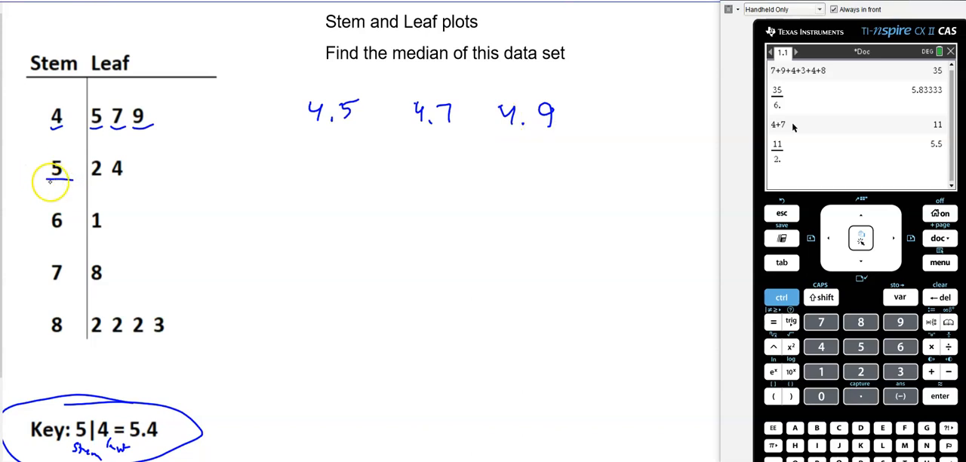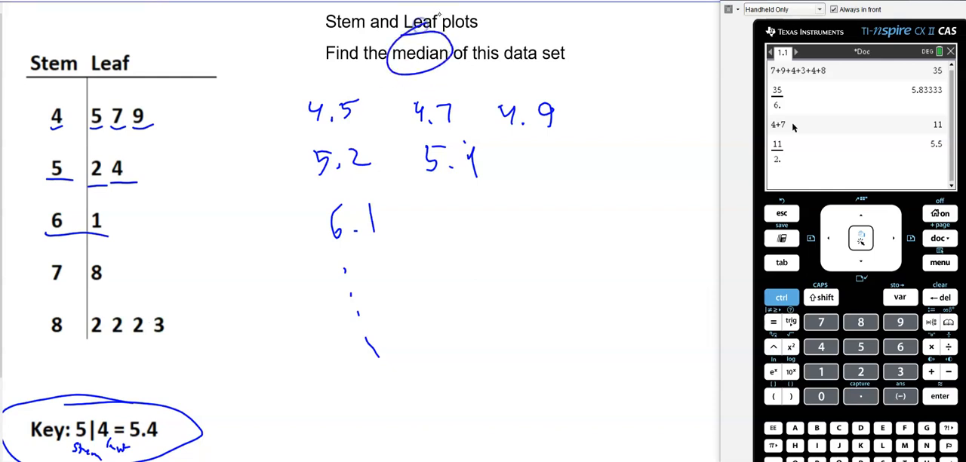Now the stem is 5, so this number 2 is really 5.2, and this number is 5.4. This is now 6.1, and so forth, right? You've got the rest of those: 7.8, 8.2, 8.2, 8.2, and 8.3. So you could list out all those numbers if you need to.